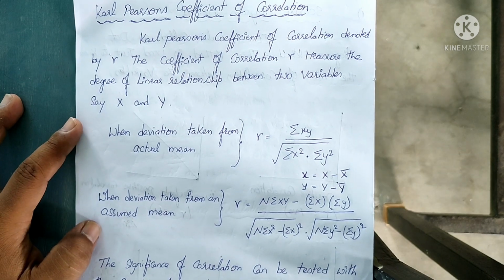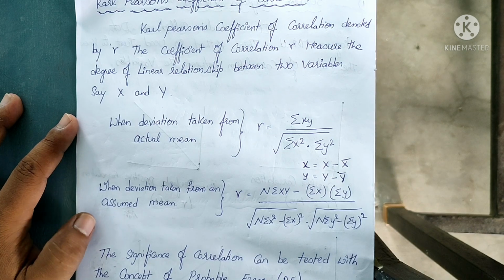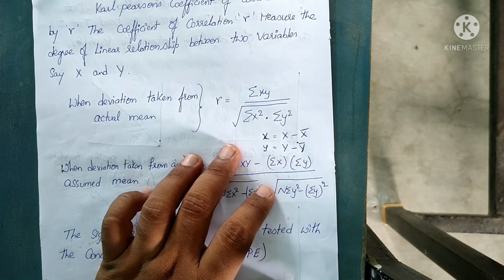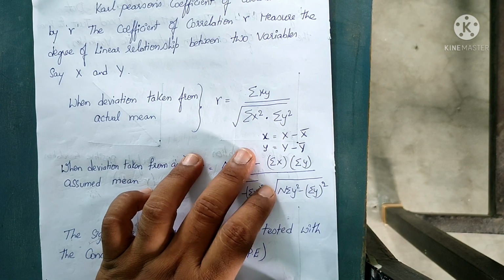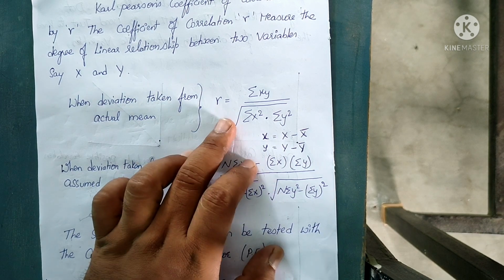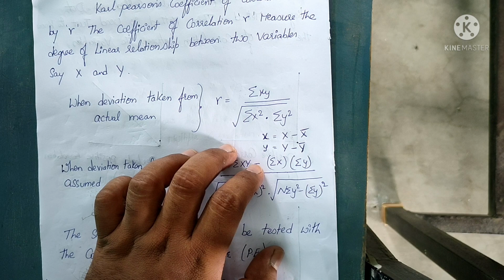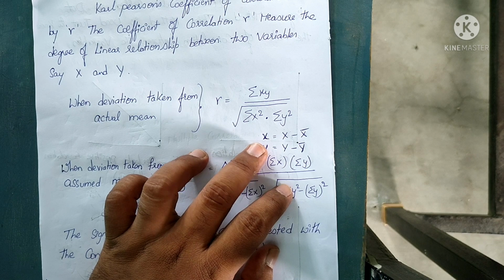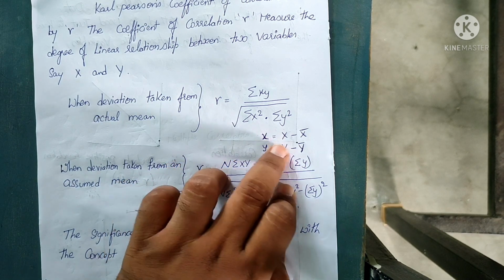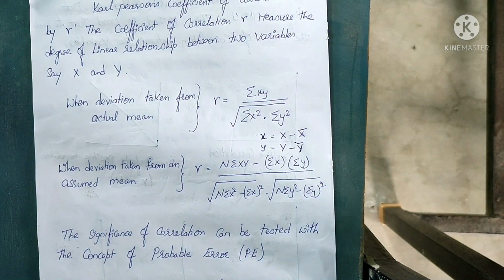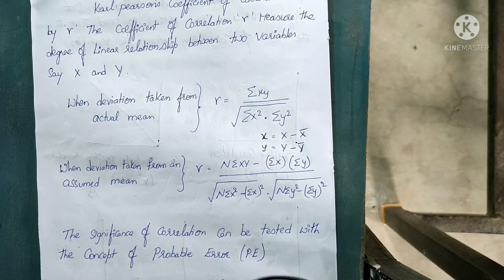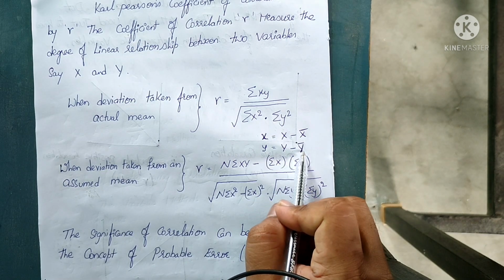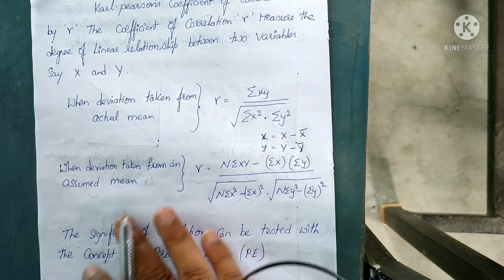So here the deviations are taken from actual mean and assumed mean. When we take actual mean, r equals sigma xy by root over sigma x square into sigma y square, where x equals x minus x bar. So x bar means mean of x values, and at the same time y equals y minus y bar, where y bar equals mean of the y values.